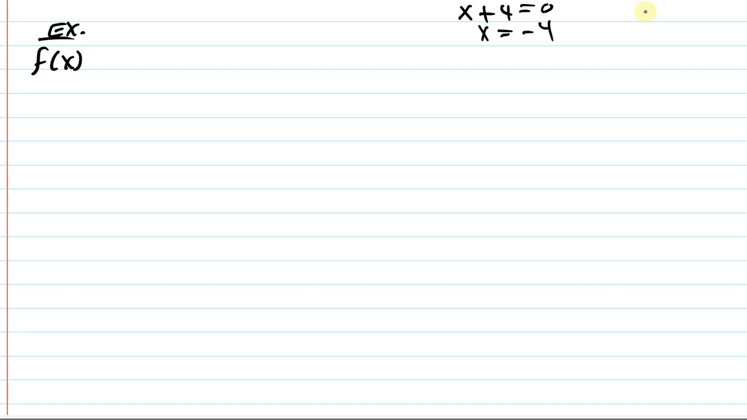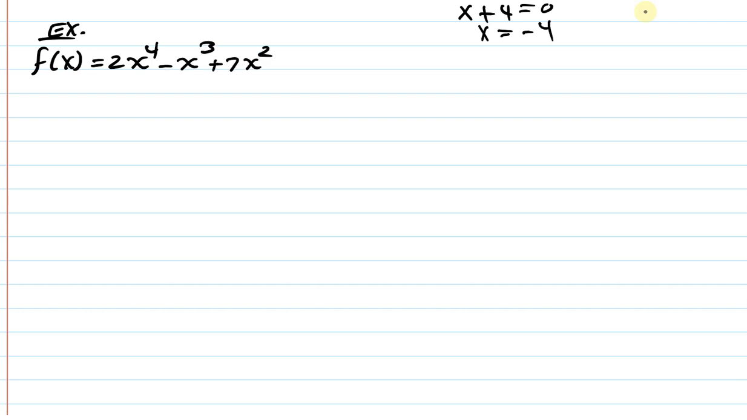Okay, let's look at our next example. f of x this time is 2x to the fourth minus x cubed plus 7x squared minus 4x minus 4. Again, for our rational zeros, p are the factors of the constant: plus minus 1, plus minus 2, plus minus 4. q are the factors of the leading coefficient: plus minus 1, plus minus 2.